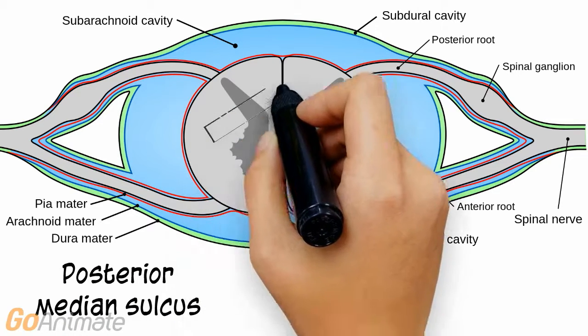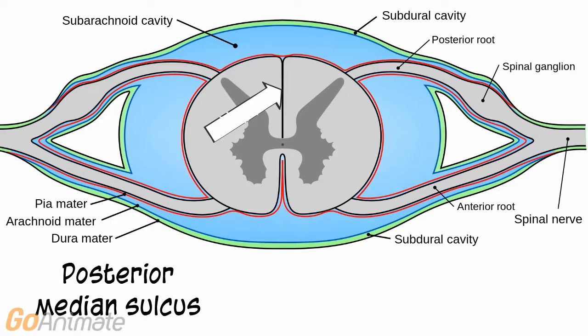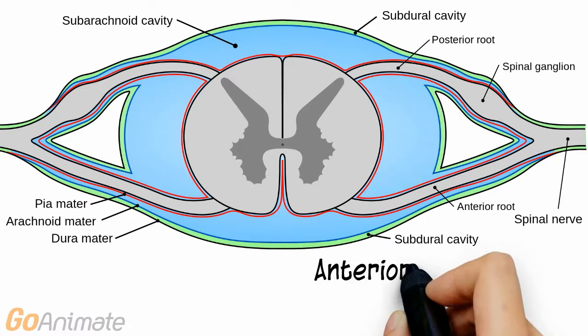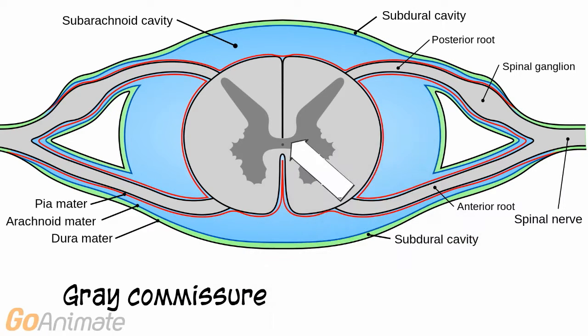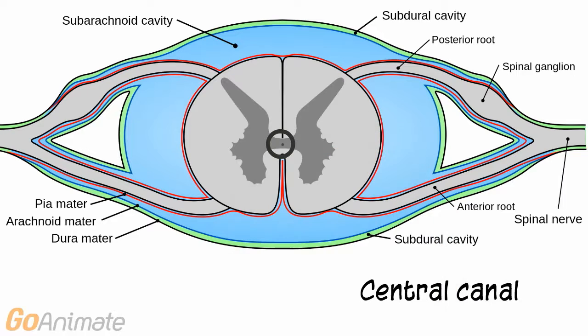Other structures include grooves called the posterior median sulcus and anterior median fissure. The gray commissure is a gray matter bridge that unites both right and left sides of the spinal cord. The central canal contains cerebrospinal fluid.